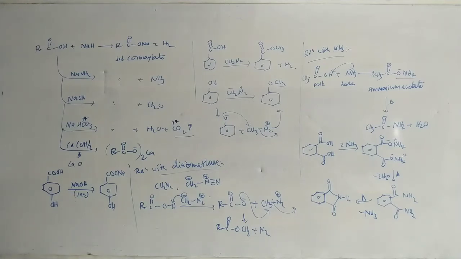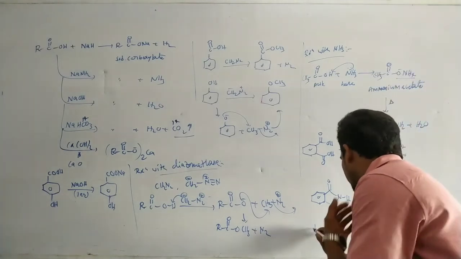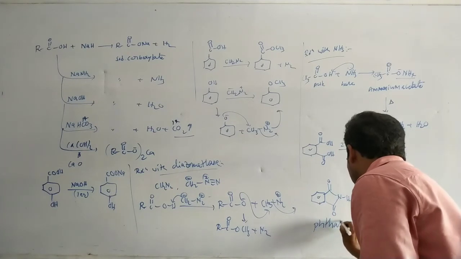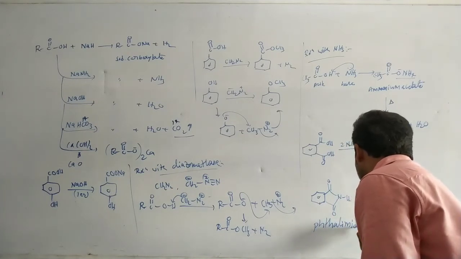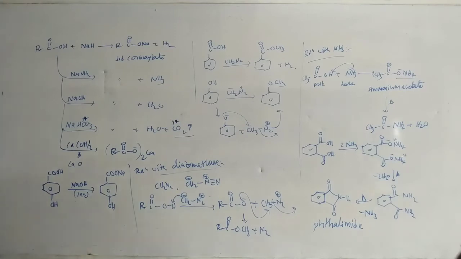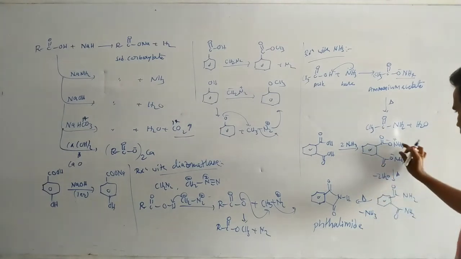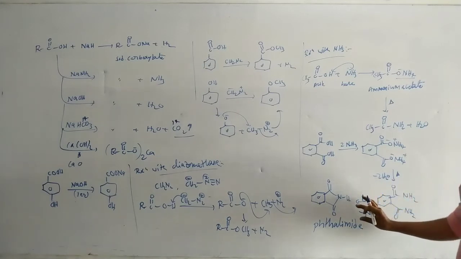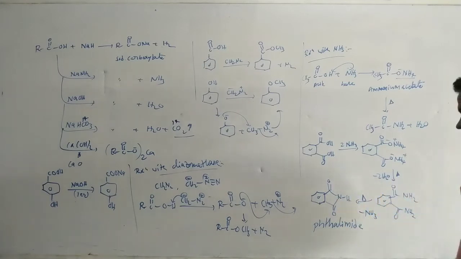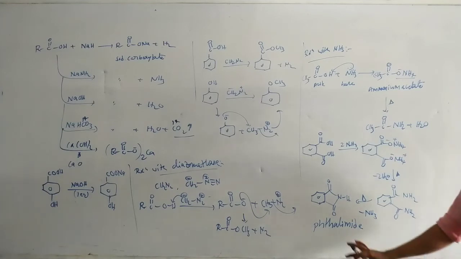In this case, this compound is known as phthalimide. So first, on treating with ammonia we get the salt, then on heating there is loss of a water molecule, and at high temperature there is loss of an ammonia molecule, giving the phthalimide compound, a cyclic amide.